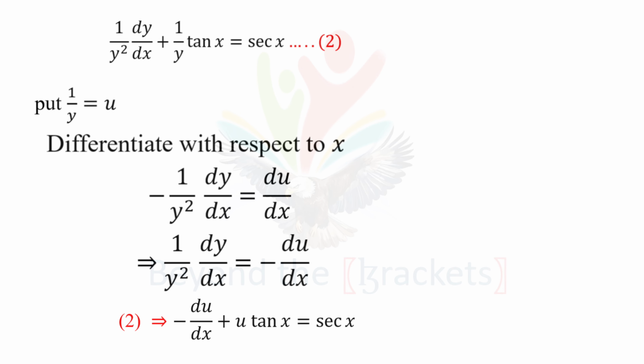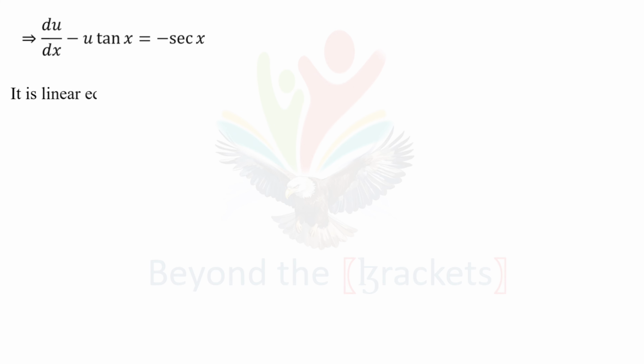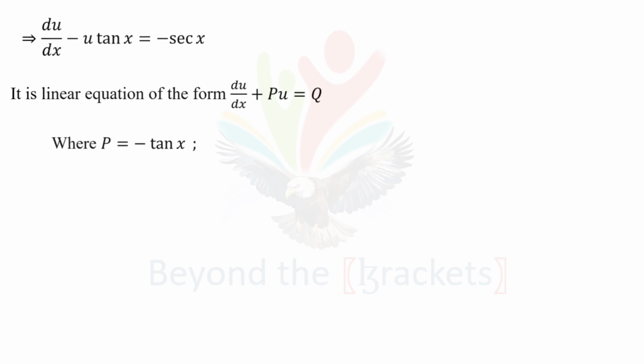Now the equation is a linear differential equation. We don't want the coefficient of du by dx to be negative, so we multiply the whole equation by minus 1. This linear equation is of the form du by dx plus pu is equal to q, where p is the coefficient of u, that is minus tan x, and q is the RHS, that is minus secant x.